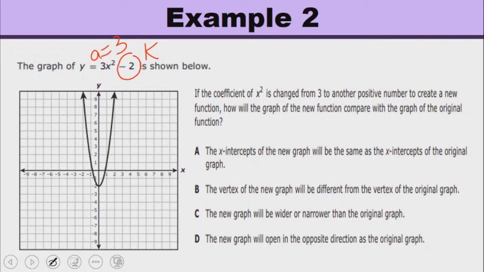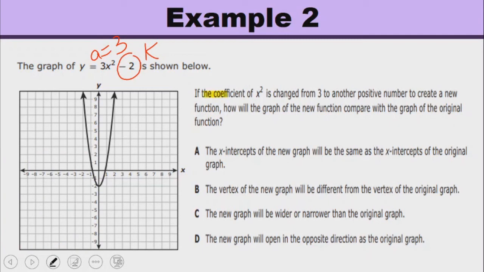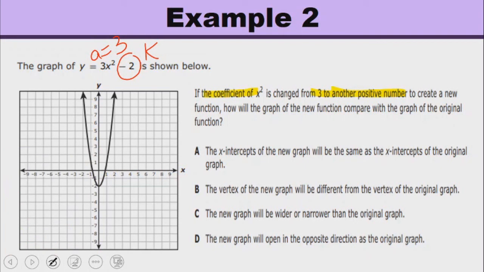So they are now saying, if the coefficient of x squared, so let's highlight the keywords, if the coefficient of x squared is changed from 3 to another positive number to create a new function. So what does that mean? We are changing a to another positive number, could be 2, could be 1.5, could be 10, could be 8, could be 7, okay? So that means we are changing from one vertical stretch to another stretch. So the higher the vertical stretch, the narrower the graph we get, okay?